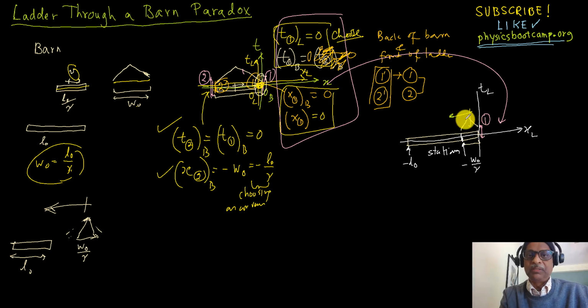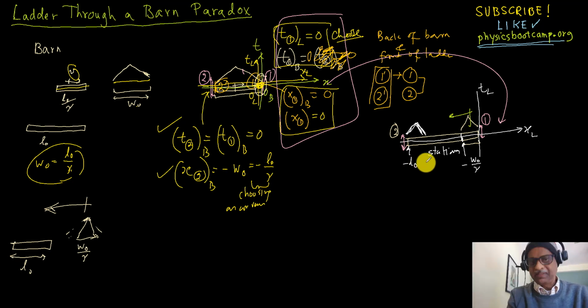So this is event 1, so no problem. What about event 2? Event 2 is when this thing has reached over here. So event 2 looks like this. At that instance, this is supposed to go like this, so the ladder will go through, right? So here is the picture for event 2, and let's see if it's consistent with this.